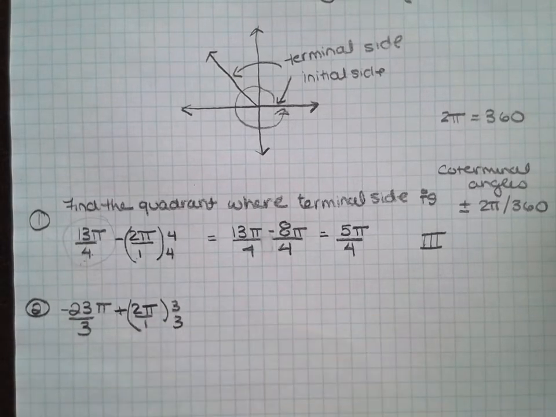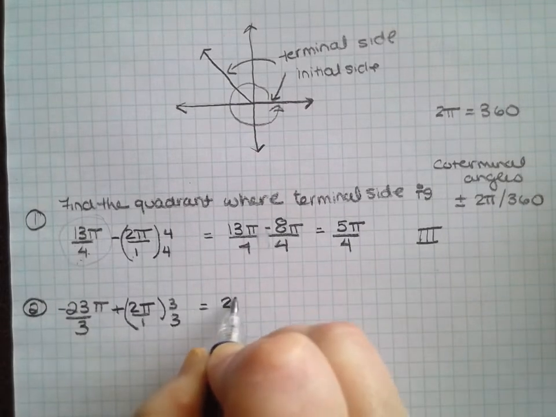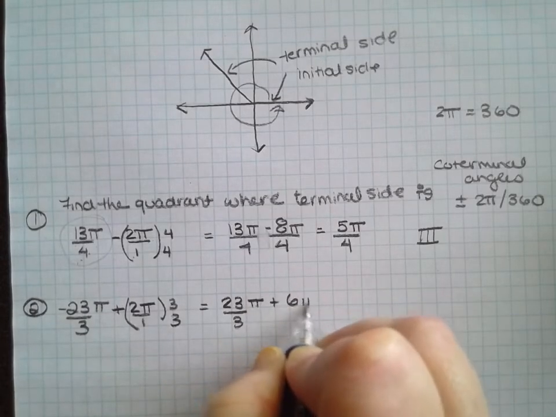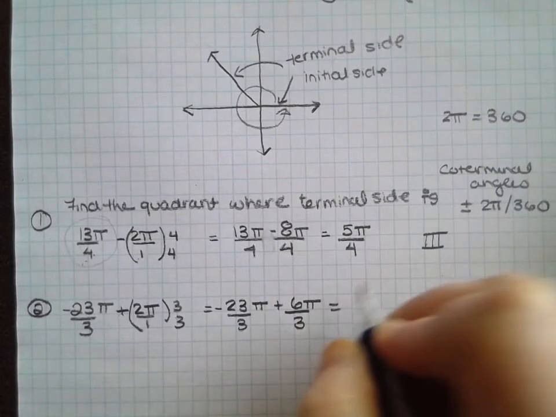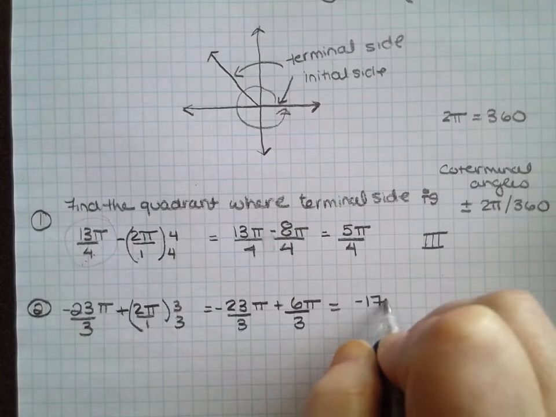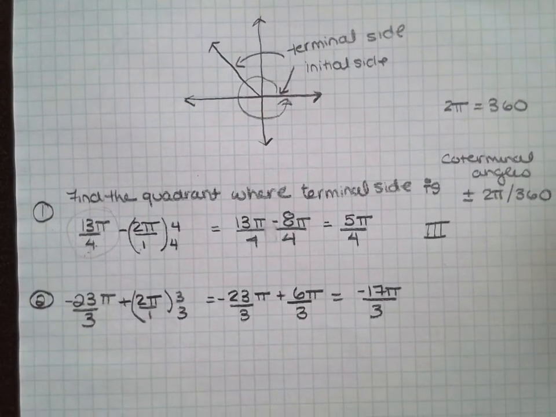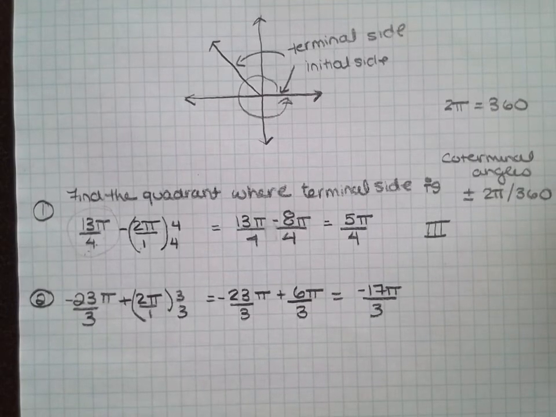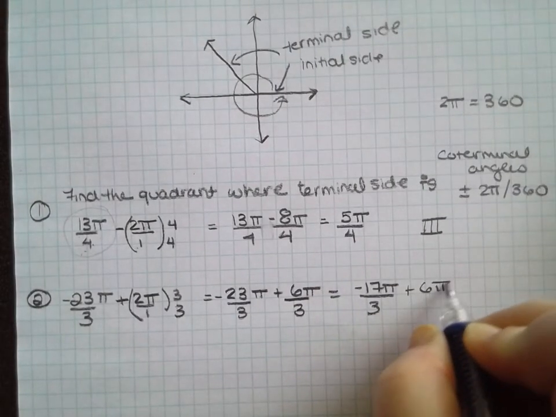Now, I'm going to have to do it again, probably. Okay, so this is negative 23 pi over 3 plus 6 pi over 3, so that's equal to negative 17 pi over 3. I'm going to keep adding 2 pi to make it positive, because I want to find a coterminal angle that's positive. So I'm going to add 6 pi over 3.